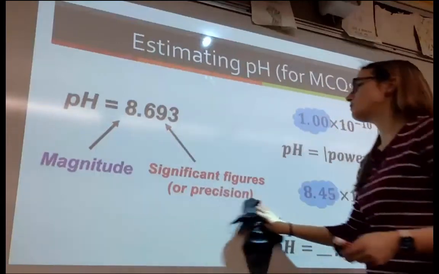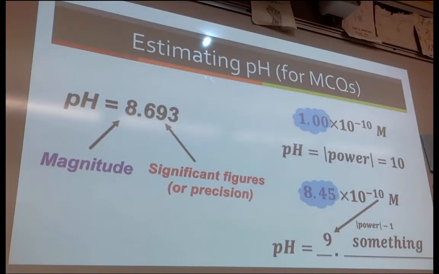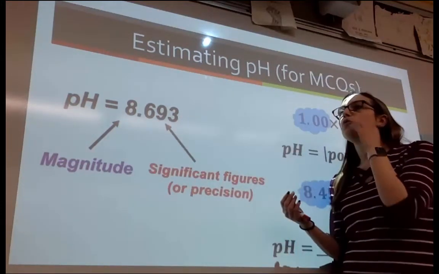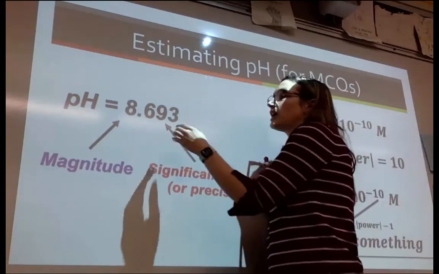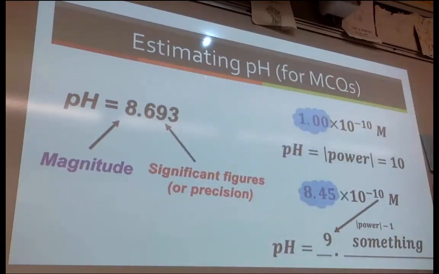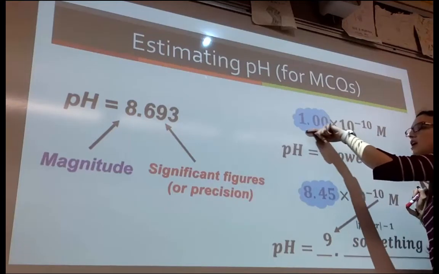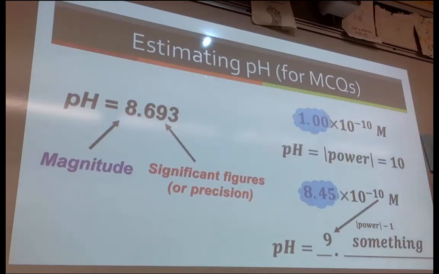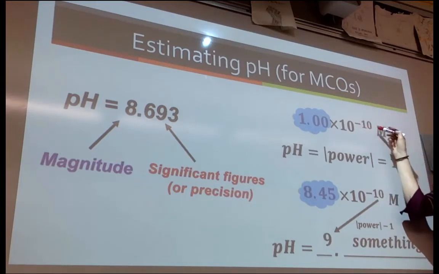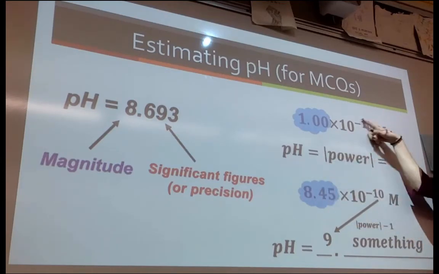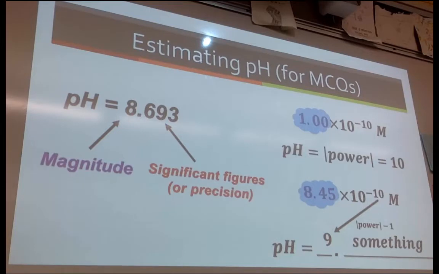But just to show you for now, first, sig figs with pH is based on decimal places. So if you want 3 significant figures in your answer, that actually means you're going to be giving 3 decimal places for pH. When you want to estimate for multiple choice questions, when you take the negative log of something that has a 1 in front of the times 10 to the power, your negative log is actually just the exponent. So pH is actually the absolute value of your power or your exponent. That's if there's a 1 in front.